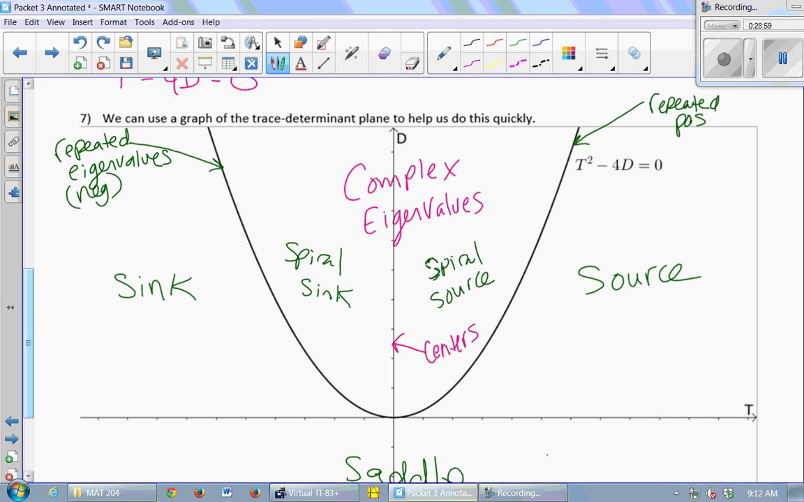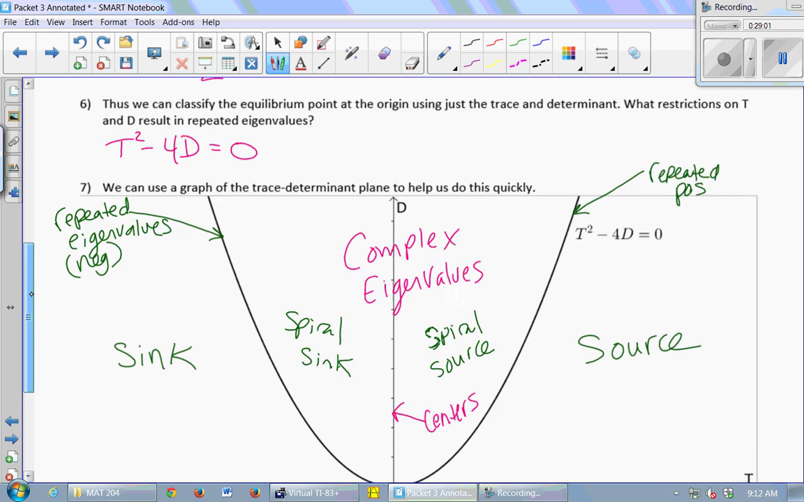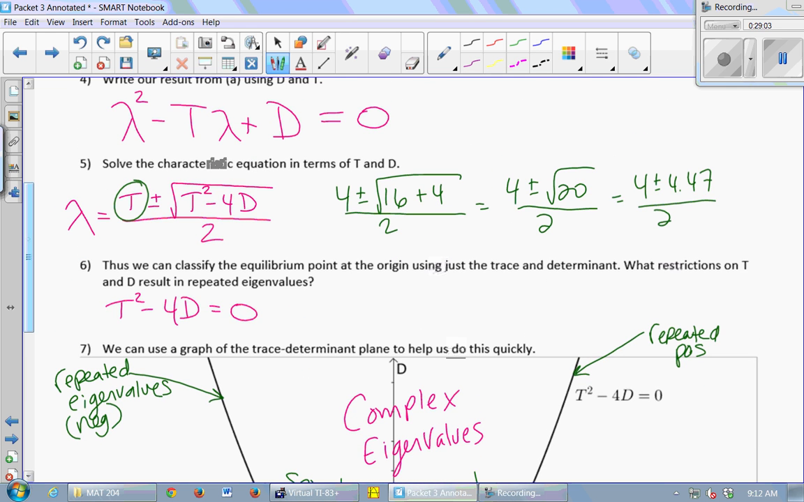Only positive on that axis? That's a good question. What if d were negative? Yes, because if d were negative, this would be -4 times a negative number, which would give you a positive number. So you would have 0 plus or minus some positive number. So it would be a saddle.